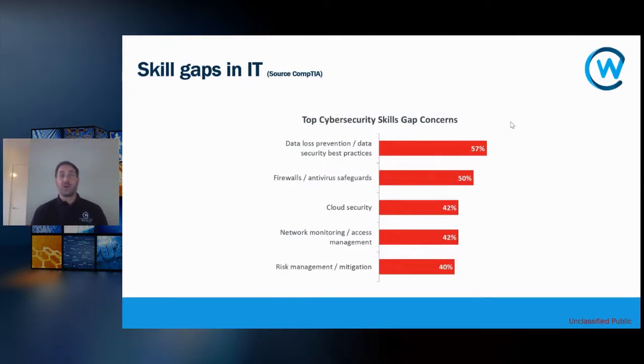Top cybersecurity skill gap concerns as well are around data loss prevention, data security, best practices. 57% of organizations are concerned in this area, as well as 50% of organizations being concerned around firewalls, antivirus safeguards. Cloud security, 42% of organizations are concerned. So lots of data that's telling us that this is happening, this is real to us in our organization. And whilst a lot of this data has been correlated probably back in 2019, it is actually set to grow and probably be more critical as the year has gone on.